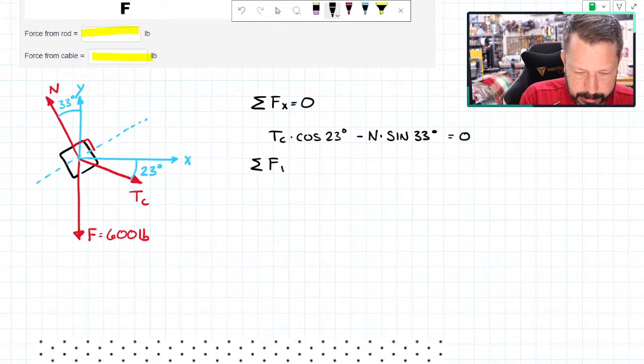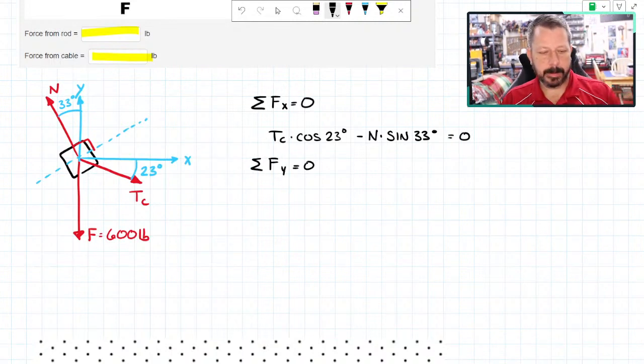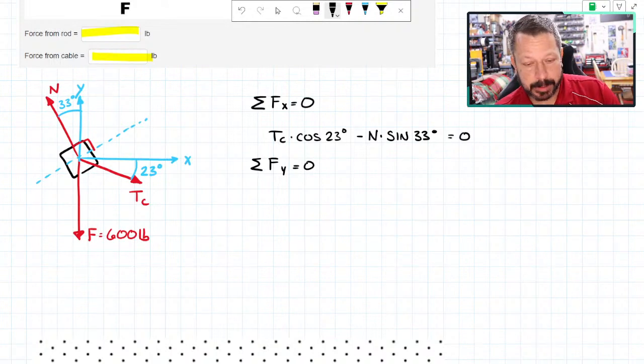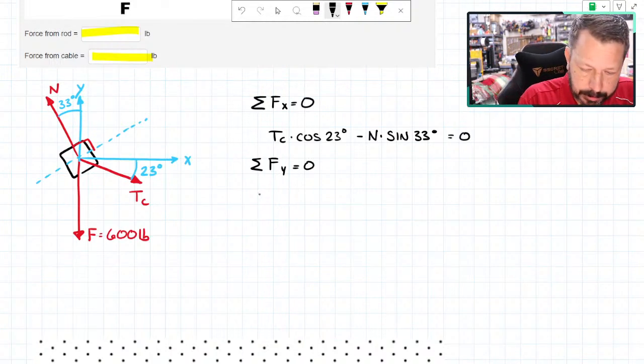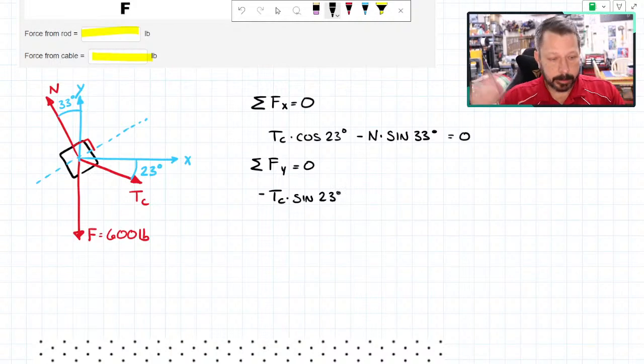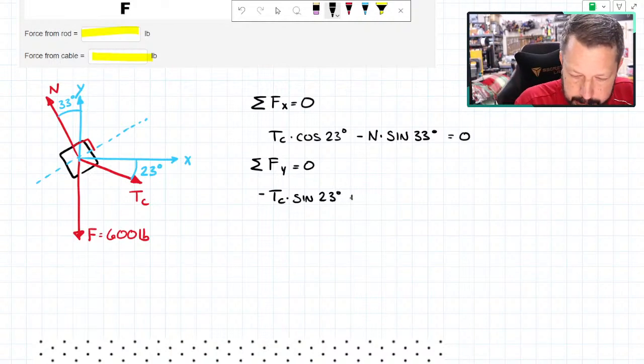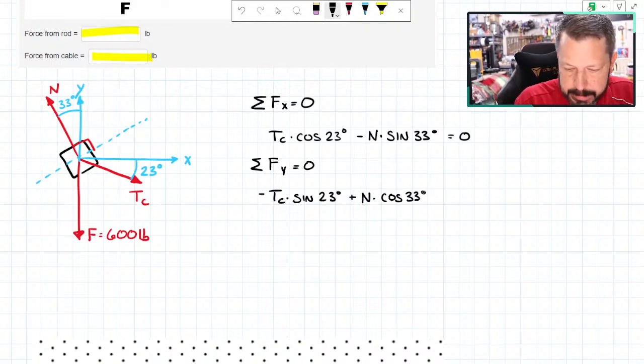Summation of forces in the y direction equals 0. I'm going to put these in the same order: TC, N, and then any constants. I'm doing that on purpose to set up how we're going to do our simultaneous equations. So TC is pointing downwards a little bit, so that's my negative y direction. So minus TC times the sine of 23 degrees. N is clearly pointing up, so it's going to get a plus N times the cosine of 33 degrees.